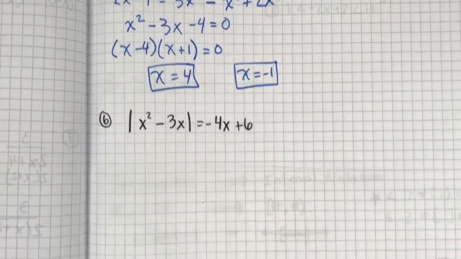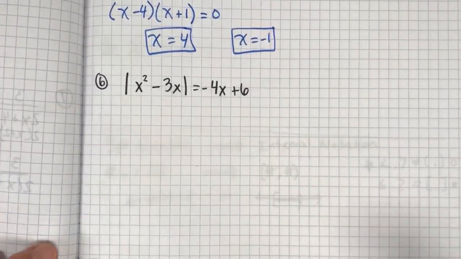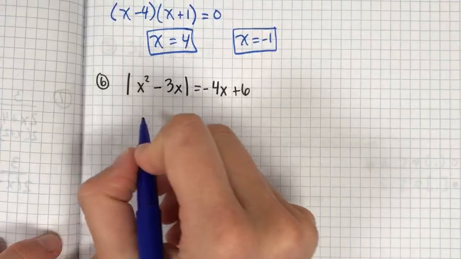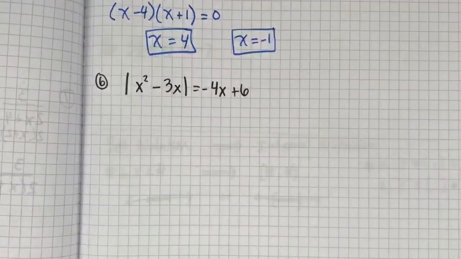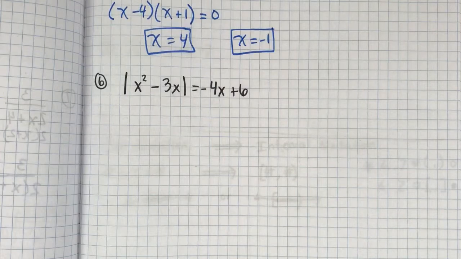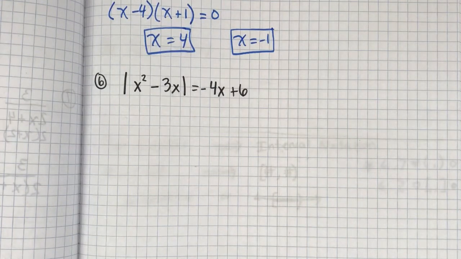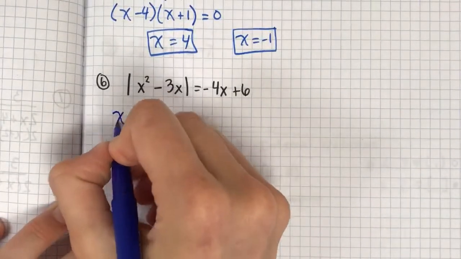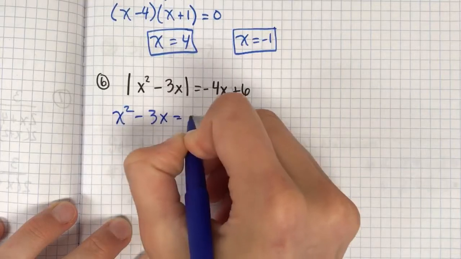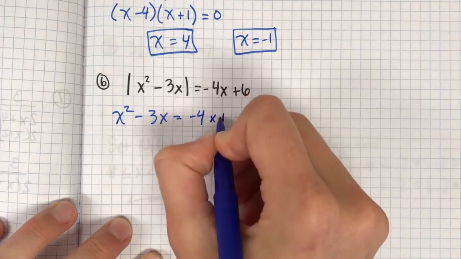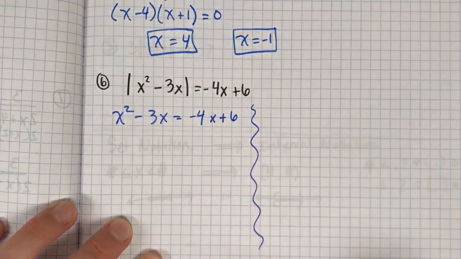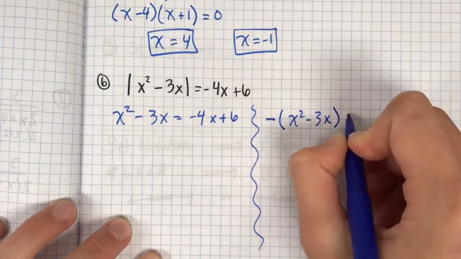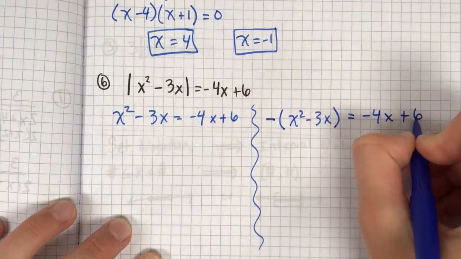All right, for our very last problem, absolute value. This one is a little tricky because we're going to have to do this problem twice. Okay, so remember when we were to solve just a regular absolute value, we would write our equation twice, once with a negative answer, once with a positive answer. Same thing. So here we've got x squared minus 3x equals negative 4x plus 6. Our second answer would be negative of x squared minus 3x, and it's just going to equal the exact same.